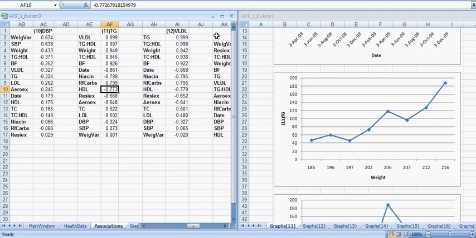Notice that triglycerides are strongly associated with HDL cholesterol. The higher your triglycerides, typically for this individual and most people, the lower is the HDL cholesterol, and vice versa. So this concludes this demo.